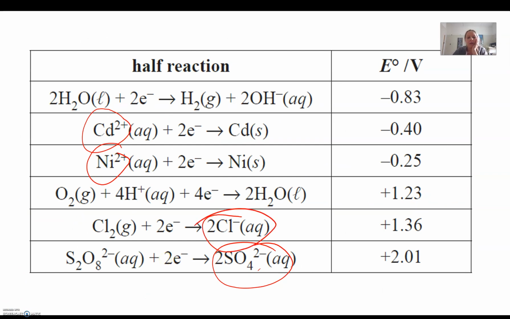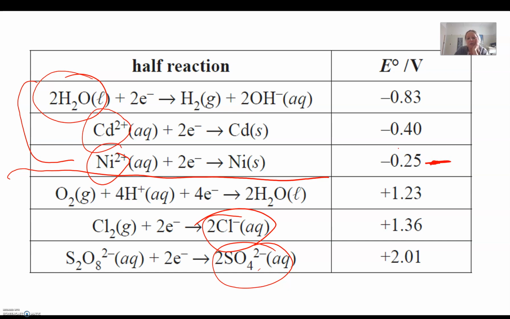Okay, so we've always got to work out, will water get reduced, or will the cations get reduced? And so we're trying to determine which one out of these three at the top are going to get reduced, okay? Because they're the only three that we've actually got in our solution. So the one that's got the highest reduction potential is in fact the nickel, okay? So nickel will get reduced because this number is the highest. So nickel's going to get reduced.